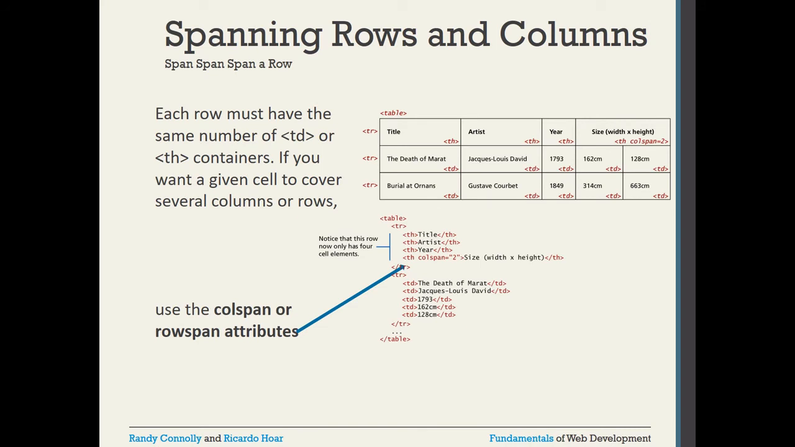One thing again: each row must have the same number of TD or TH containers. But if you want to cover several columns and rows together, then you have an option called colspan, otherwise rowspan.